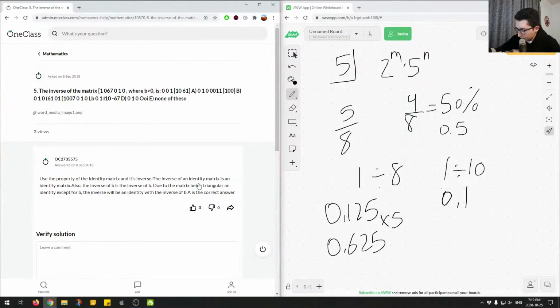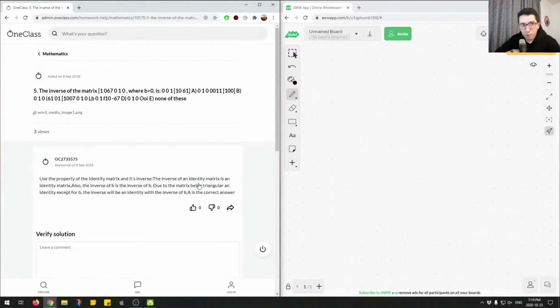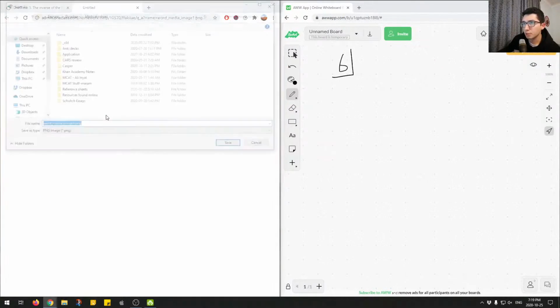Let's move on to the next question. Alright, so question number 6. Okay. Alright, so the question is asking the inverse of the matrix. So we have an image.